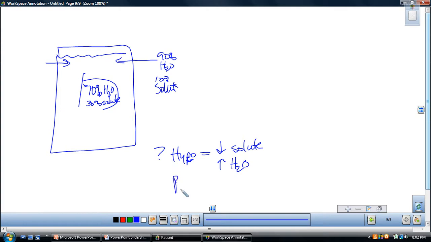So my answer on that one would be beaker. Okay, what if I asked you in which direction will water move? Will water go into the cell or out of the cell? Hopefully you answered into the cell, because 90% water is higher than 70% water, and water moves from high to low, so it's going to go from the beaker into the cell. The cell will gain water, okay?